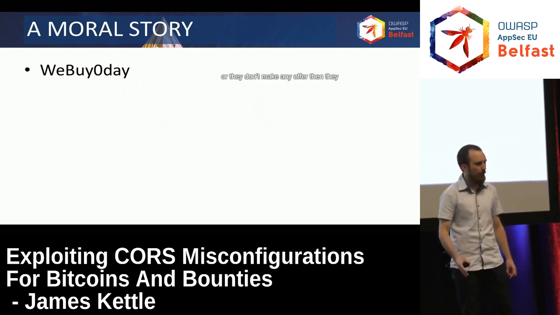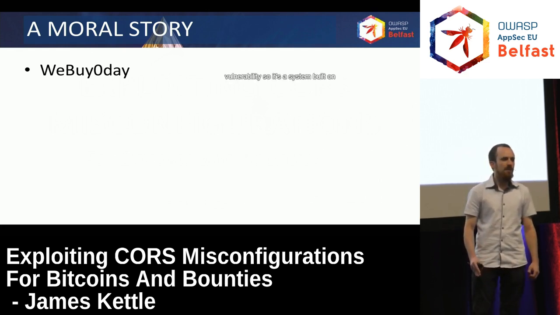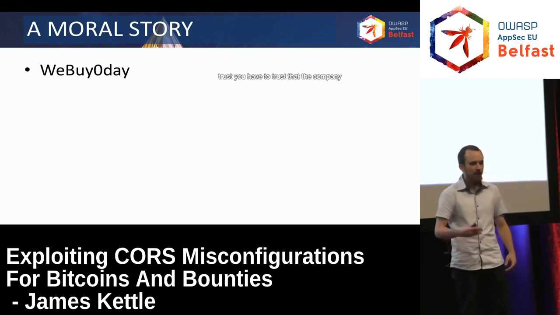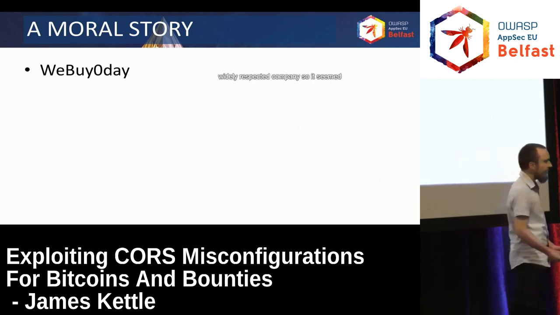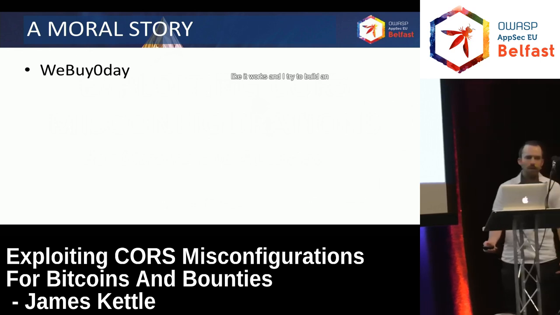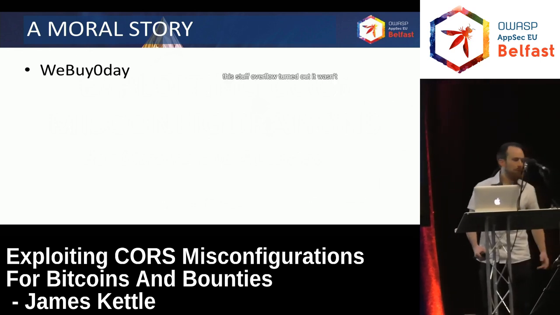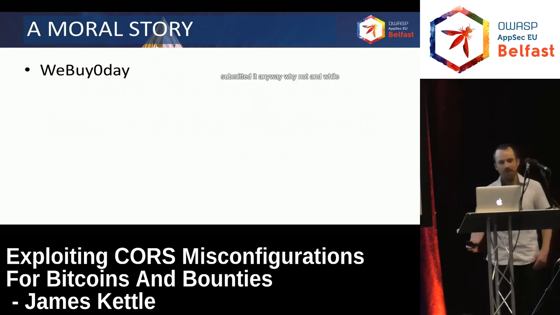If you accept the offer, then they get it. If you reject the offer, or they don't make any offer, then they will act as though they'd never seen that vulnerability. So it's a system built on trust. You have to trust that the company will do what they say, but it was quite a widely respected company. So it seemed like it worked. And I tried to build an exploit for this buffer overflow. It turned out it wasn't one. It was a denial of service.